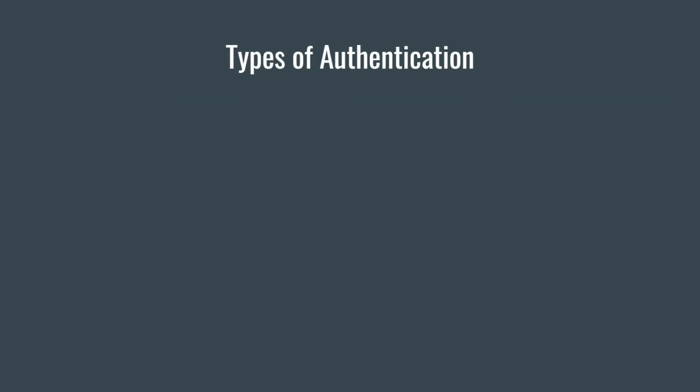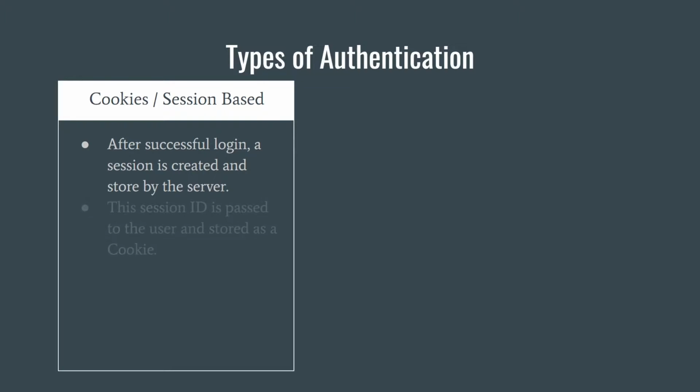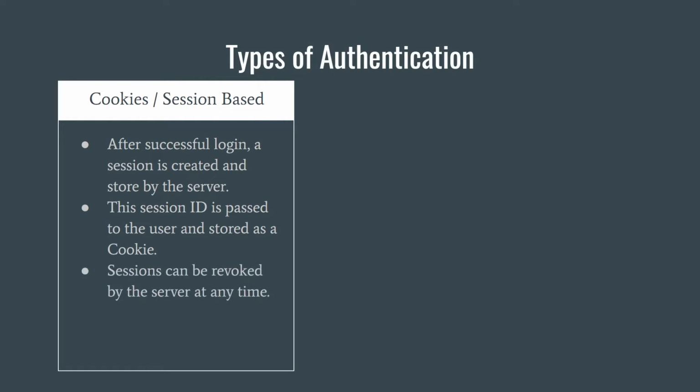Moving on. So types of authentication. You'll notice that there will be two types of authentication. And the first would be the cookie or session-based authentication. So after a successful login, a session is created by the server. The session ID is then passed back to the user and stored in the form of a cookie. Sessions can be revoked by the server at any time. And that's the benefit of using this method, is that all sessions are controlled by the server, meaning that a session can be revoked at any time. And this can be visualized in the log out of all devices button seen on many modern applications today.